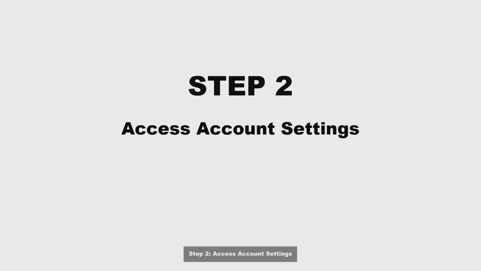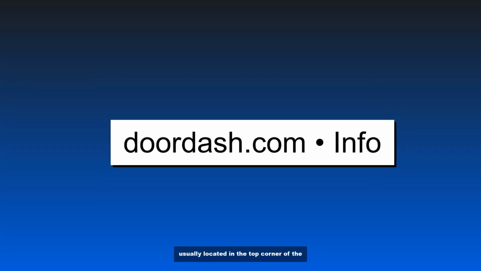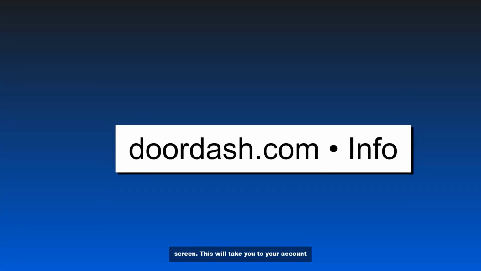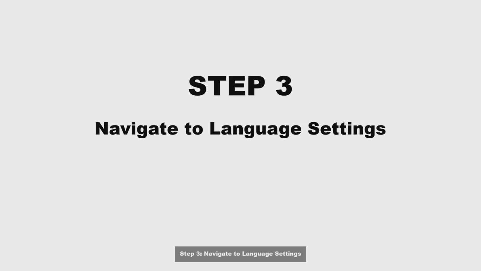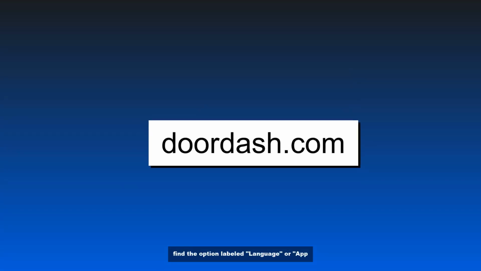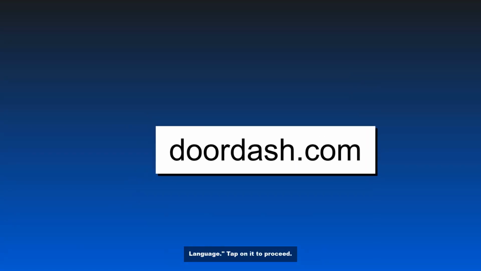Step 2. Access account settings. Tap on the profile icon or the menu icon, usually located in the top corner of the screen. This will take you to your account settings. Step 3. Navigate to language settings. Scroll through the settings menu until you find the option labeled language or app language. Tap on it to proceed.